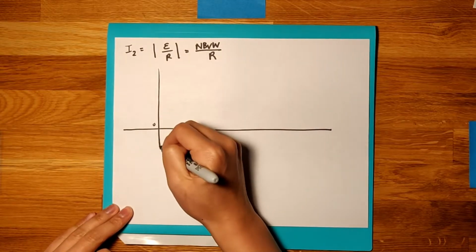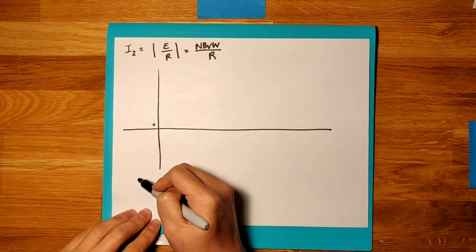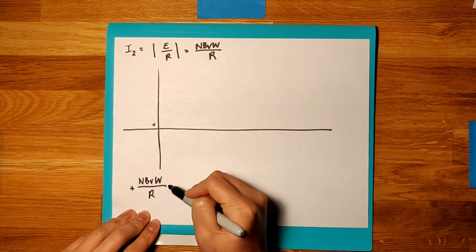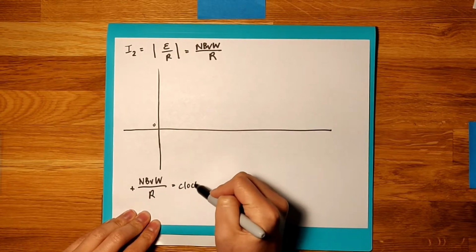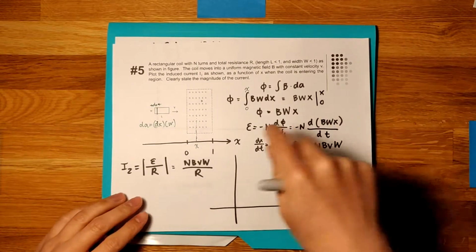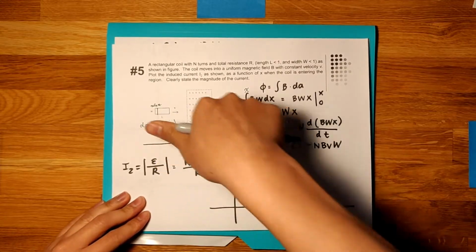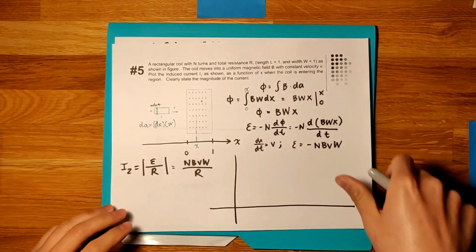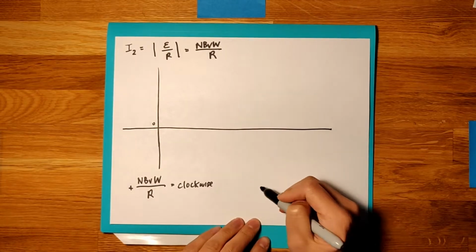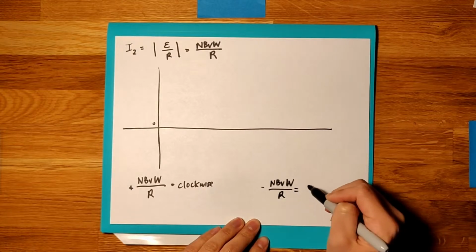Call this point 0. And to make things easier, let's say MBVW over R positive is simply going to be equal to clockwise, which means the induced current when it enters this magnetic field will be going this way, which means that the magnetic field will be coming out of the paper. And that means negative MBVW over R will be counterclockwise.